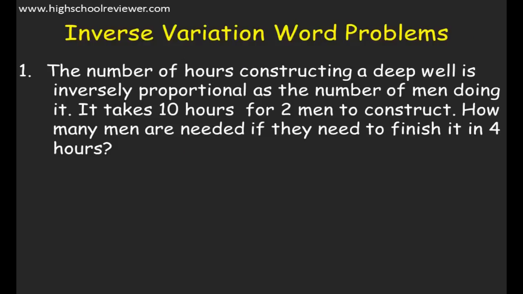Inverse variation word problems. Problem number 1. The number of hours constructing a deep well is inversely proportional to the number of men doing it. It takes 10 hours for 2 men to construct. How many men are needed if they need to finish it in 4 hours? First, we are going to represent by Y the number of men. So Y will be the number of men. And then we are going to represent by X the number of hours.